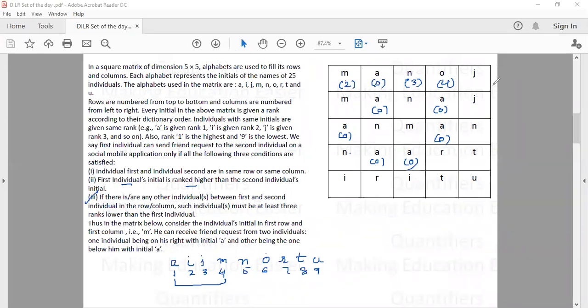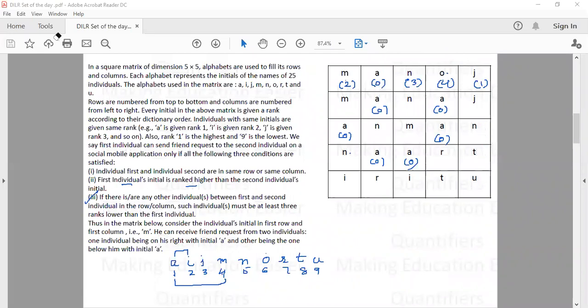Next is J. Now there are only 2 people who are ranked above J. One is A and the second one is I, right? So I cannot send a request to J, and the others are lower in rank. Only this A is the person who can send a request to J. The 2 people in between are N and O, and both of them are ranked at least 3 points below A. So A can send the request to J. So J can receive the request from only one person. So this was the first row.